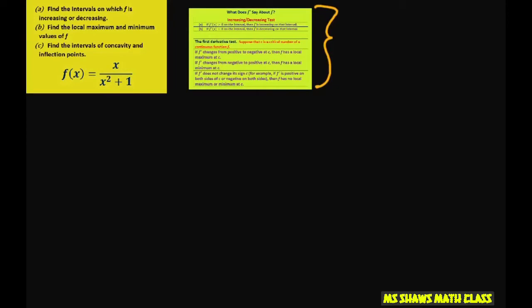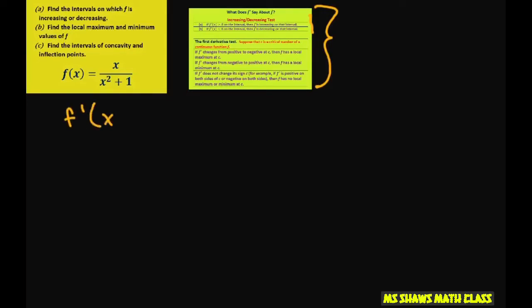We need to talk a little bit about what our derivative says about f, and that's based off our increasing and decreasing test. If the derivative is positive on the interval, then f is increasing. If the derivative is negative on the interval, then it's decreasing, and that's what that little bit says there. So we have to find the intervals, and we take the first derivative.